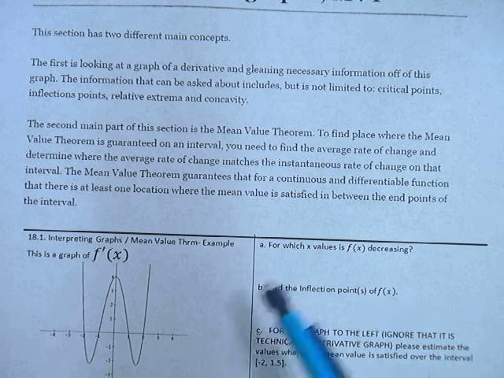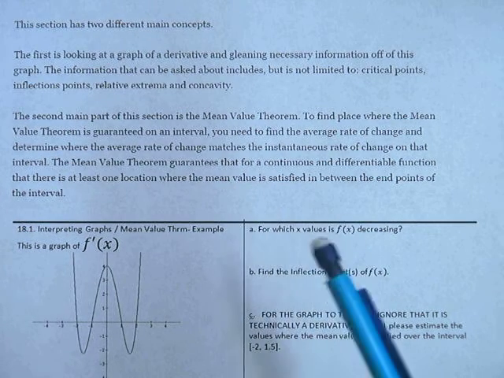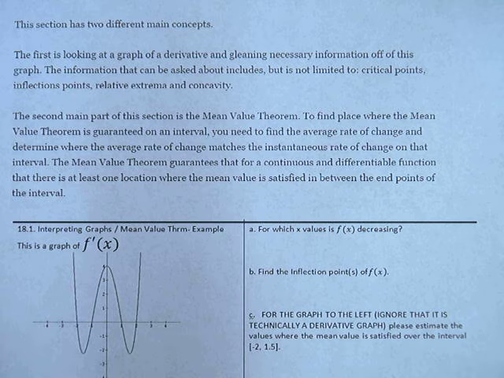And then the second thing is you need to use the mean value theorem. The mean value theorem just guarantees that on a continuous interval between 2 points, the slope of the graph needs to match the average slope across that interval at some point. And we'll talk more about what that means. It makes way more sense with a graph.